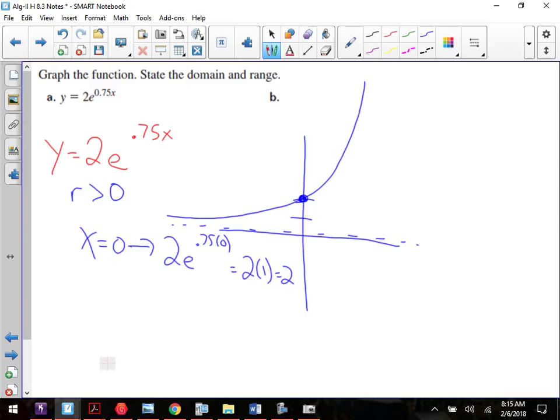If you put the value of 1 in, then you'd still have to have a calculator to figure out what e to the 1 is, or e to the 0.75, excuse me. I don't want to do that. I know it's a growth problem, and I know it looks like that, ish.